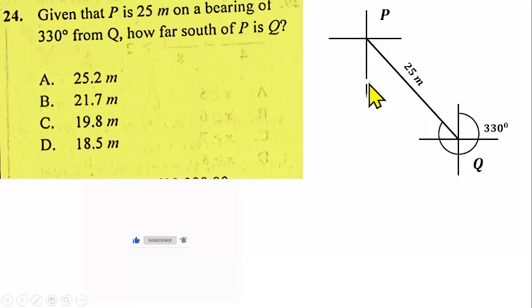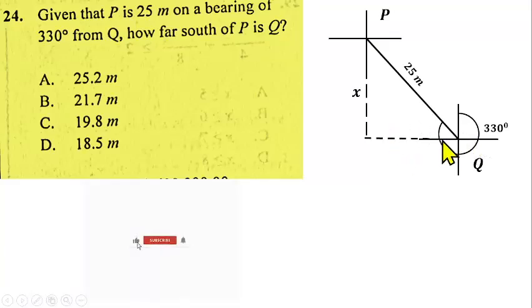So I can extend a line from here to this Q here. Then I can now extend this Q to this. So I will have a triangle. So how far south of P is Q? So that means we are looking for the distance from here to here. So we have to find from here to here, which is the south of P, and that is how long from here. You are looking for how far south of P is this Q.